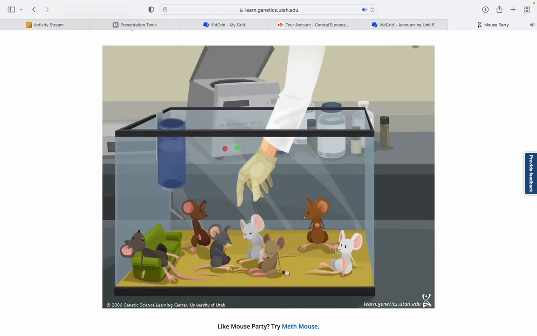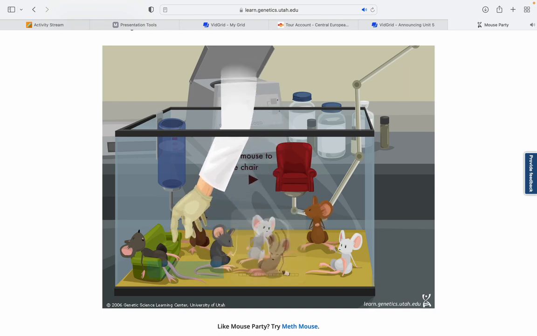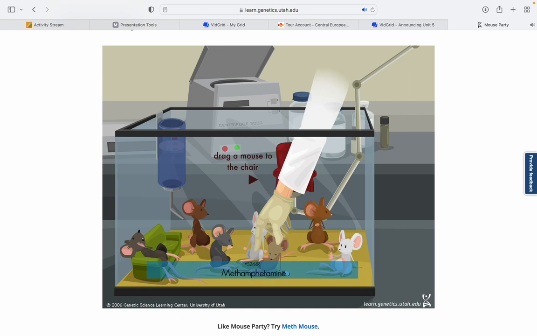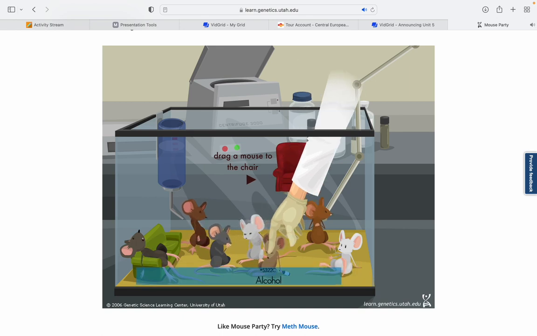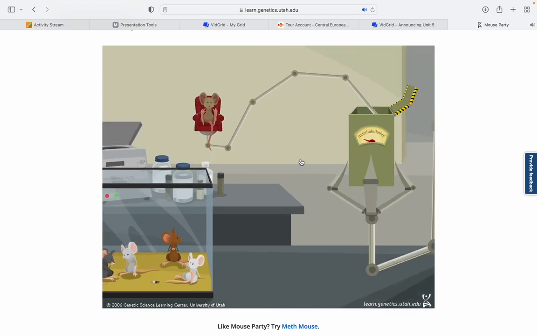And we won't do all of these. But feel free to, oh, it's Utah. Pick whichever one. Let's look at alcohol. Oh, he dropped his bottle.